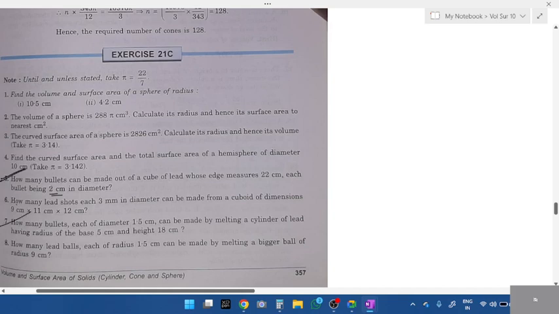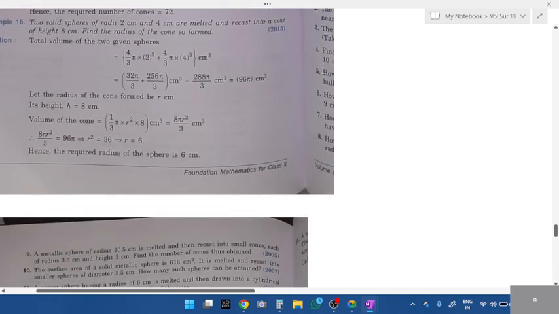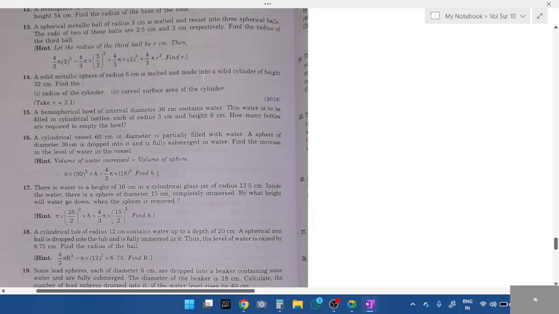See, these types of questions will repeat. How many lead balls of this one? Okay, that is not that important. 2016, there is a question. Go through that. 2015. Third exercise has a lot of questions for the students. 2019. See, I'll show you the 2019 one. A metal sphere melted, again volume.